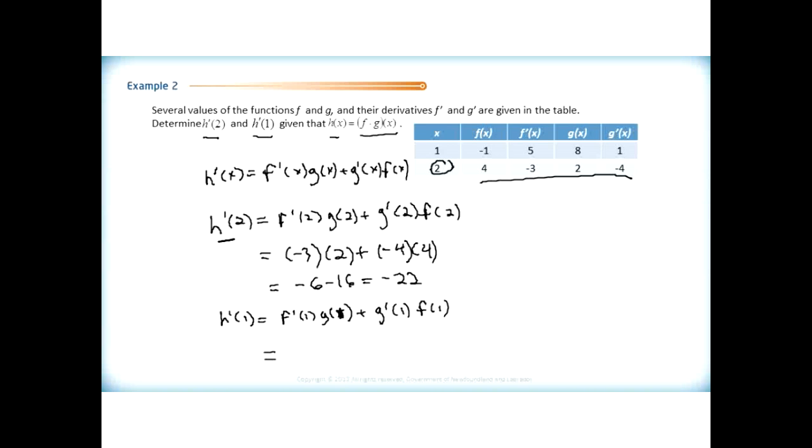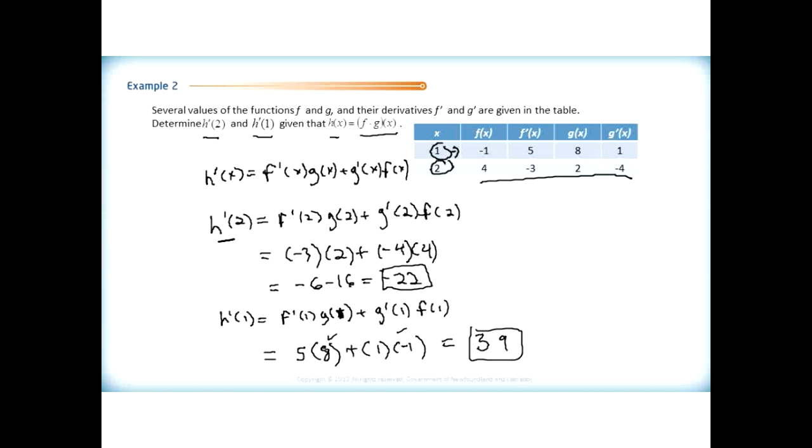So we fill in all the numbers there, and we're going to have, let's see, f prime of 1 is, looking at my table where x equals 1 up here, f prime 1 is going to be 5, and g of 1 is 8, and then I add g prime of 1, which is 1, and f of 1, which is -1. So putting all that together, 5 times 8 is 40, plus -1, so we have 39 for that one. So we have -22 and 39 for that example.